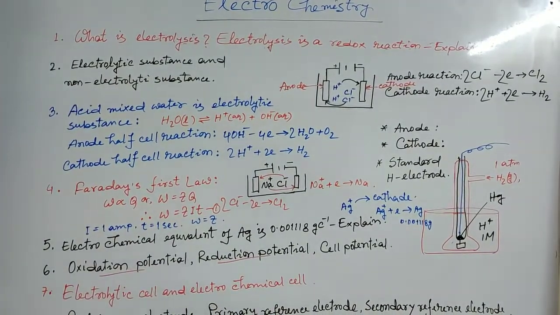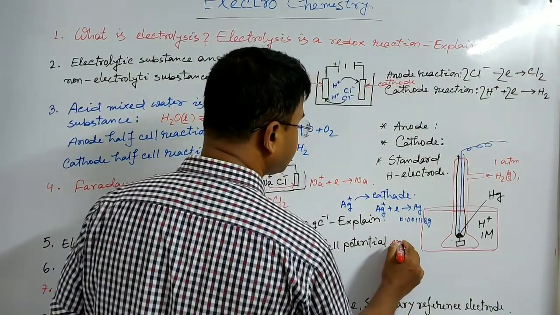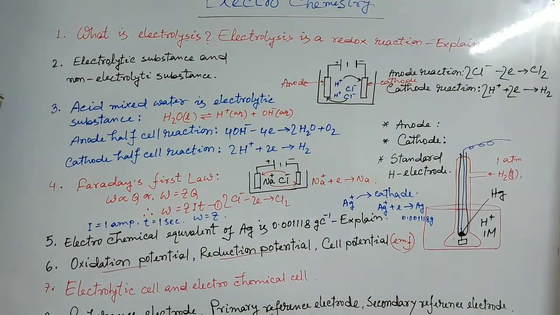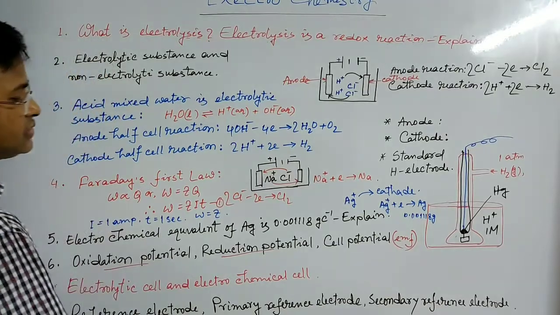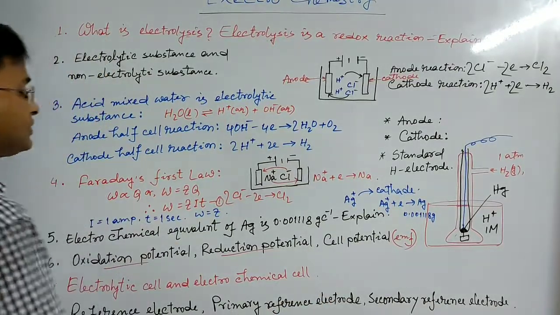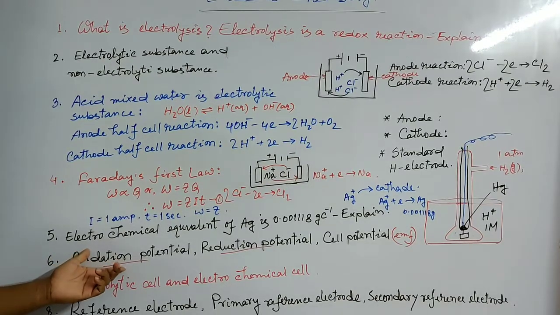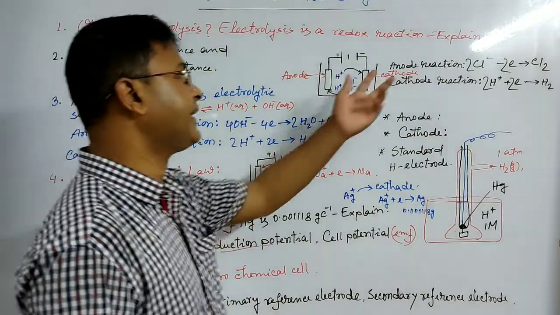And cell potential is also known as EMF, electromotive force. The sum of the oxidation potential and reduction potential is known as cell potential. But dear students, it is noted that oxidation potential is also known as anode potential, because oxidation reaction occurs in the anode.